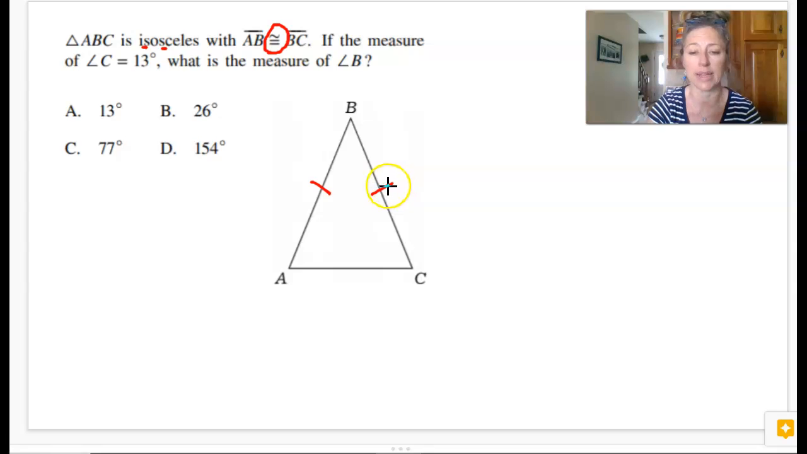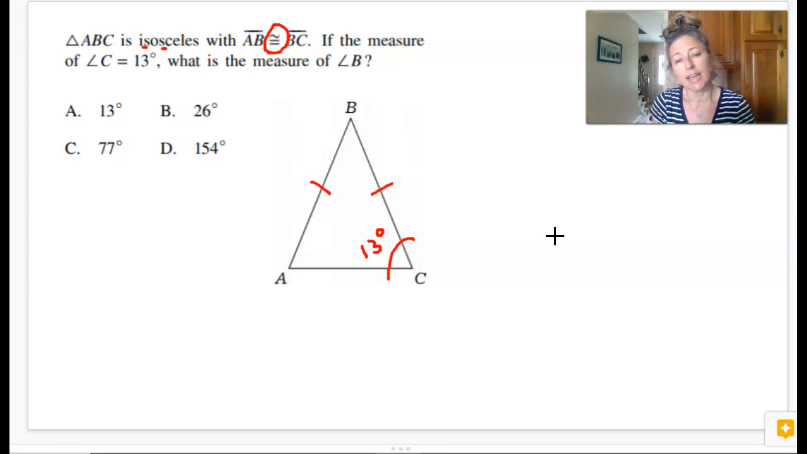And I already gave that away. That's why I put these lines in the side to show that those two sides are the same length. If the measure of angle C is 13 degrees, what's the measure of angle B? Well, they only gave us one angle. How would we find that? If two sides are congruent, then two angles must also be congruent. And if it's this angle here that's attached to BC, it must also be this angle here that's attached to AB. So we're going to label that 13 degrees.